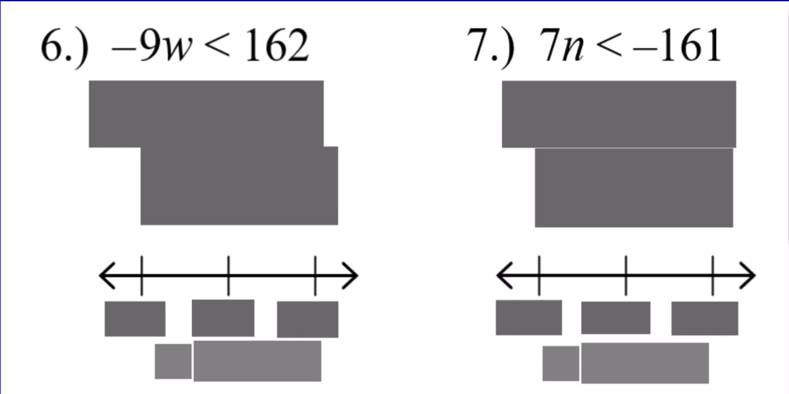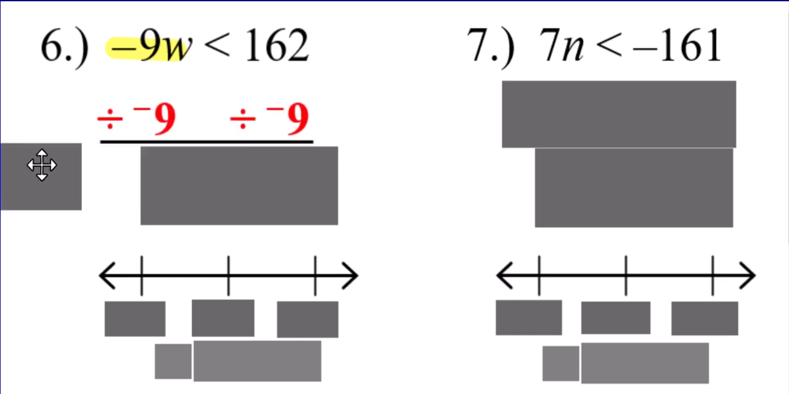Turn back to the second page. Let's do 7. What's happening to our variable? You can see the variable's right next to negative 9. That means multiplication. So the inverse is to divide. But we are dividing by the negative. We don't ever inverse the number. We only inverse the operation. So write this down properly. We are dividing by a negative.